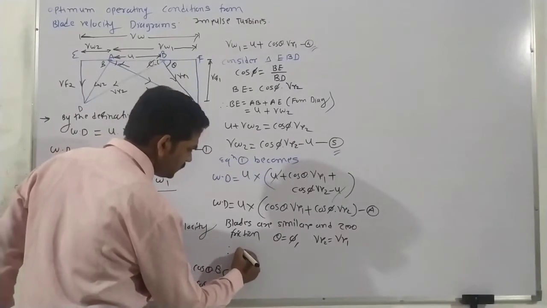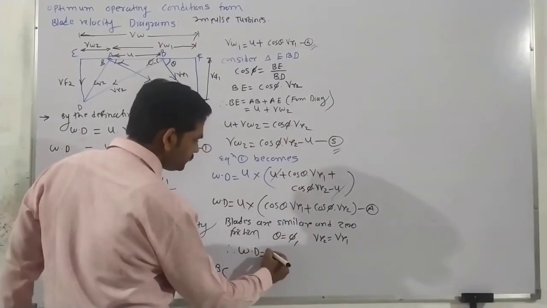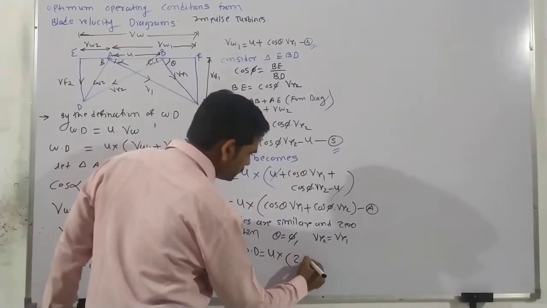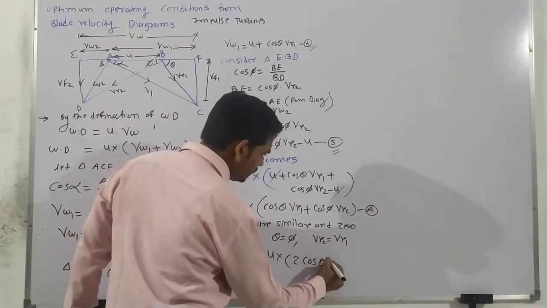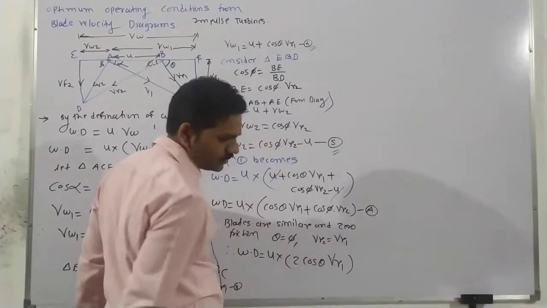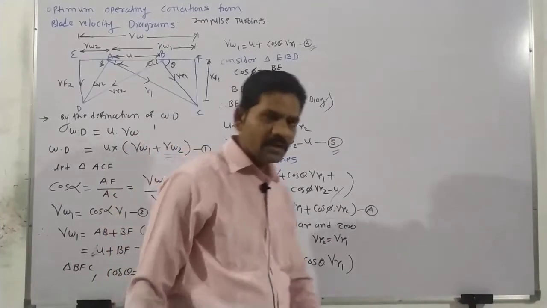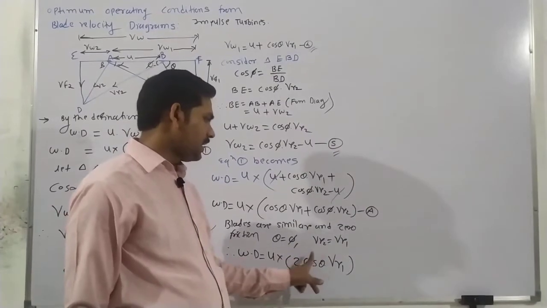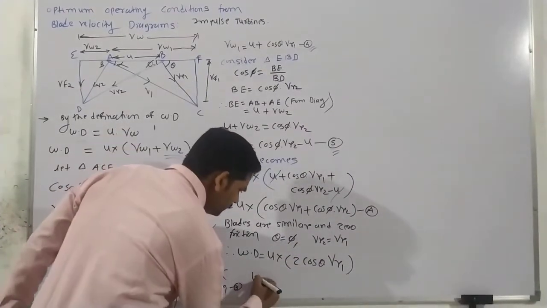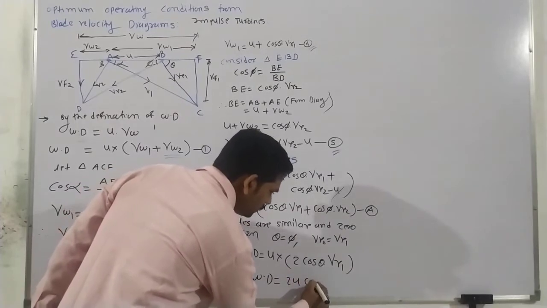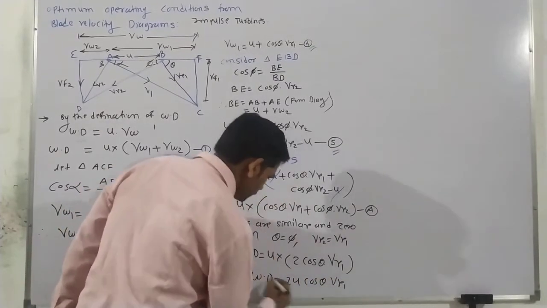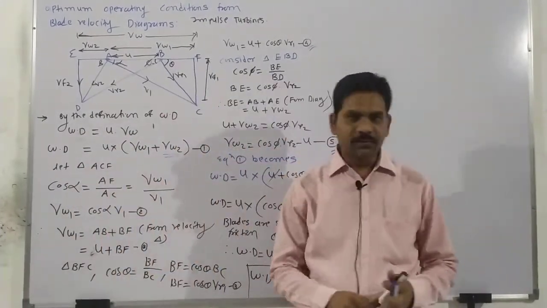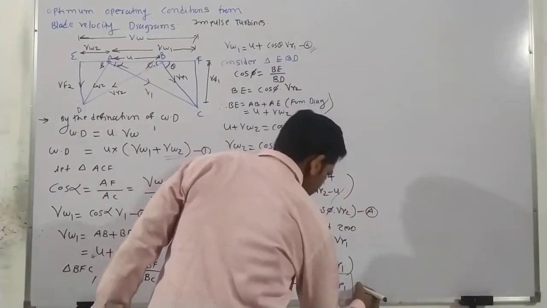So what is the modification in equation A now? Equation A becomes work done is equal to U into, both are the same, 2 times cos theta VR1. Yes or no? Yes, we are getting this equation because both are the same things. So finally work done is equal to twice U cos theta VR1. Suppose we call this work done equation number C.